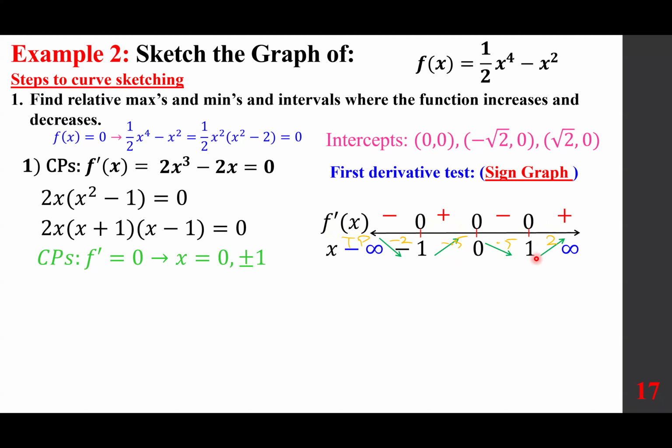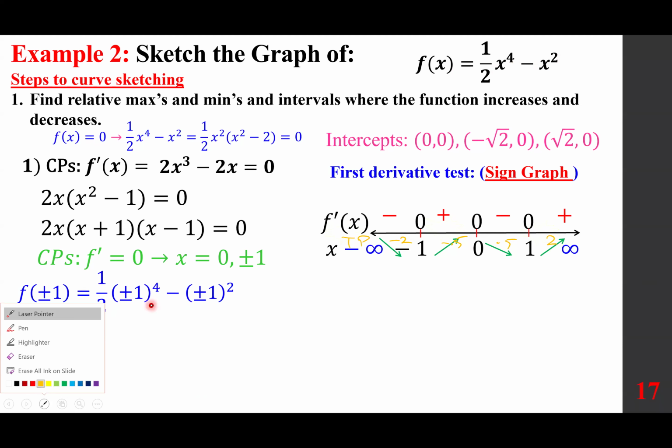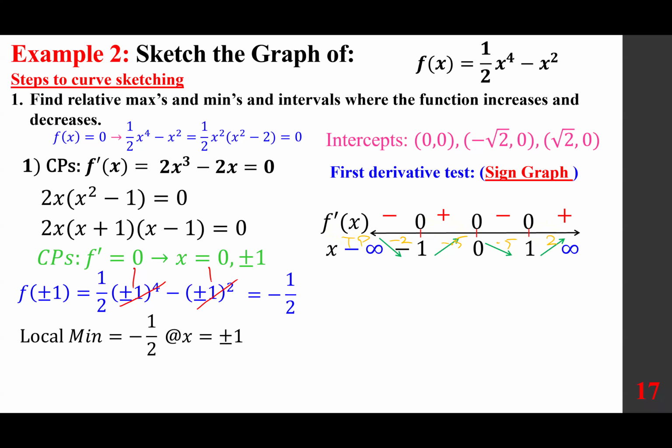What is the y coordinate? Put it back into the original function, 1/2 x to the power of 4 minus x squared. Whether I put plus or minus 1 makes no difference because it's being raised to an even power. So this is 1, we get 1/2 minus 1, or negative 1/2. So the local min is equal to negative 1/2 at x equals plus minus 1. The way we write it is in this format: 2 pairs, negative 1 comma negative 1/2, and 1 comma negative 1/2.